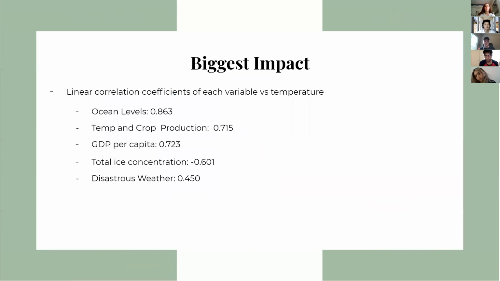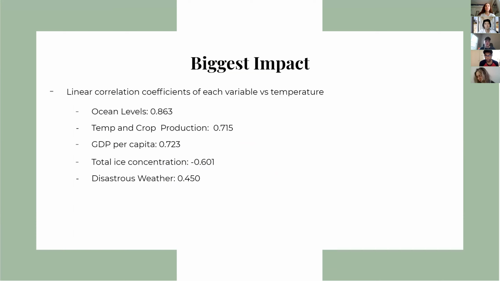And we go ahead now and conclude and sum up our results. We found that an increase in GDP actually increases temperature. And this increase in temperature leads to a few effects. First off, ocean levels tend to increase, which can be a negative. Temperature and crop production actually increases, which is actually a positive. Total ice concentration decreases and disastrous weather does increase.